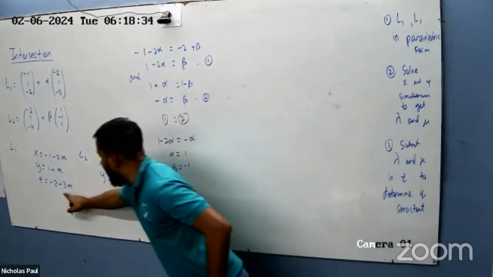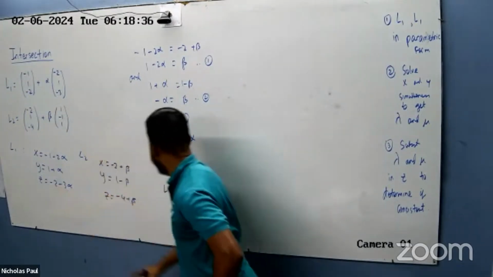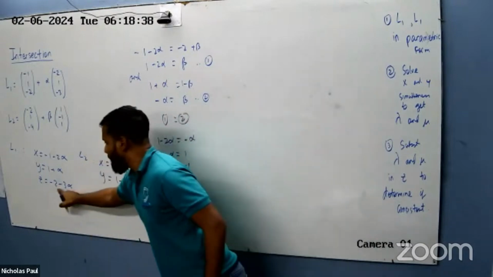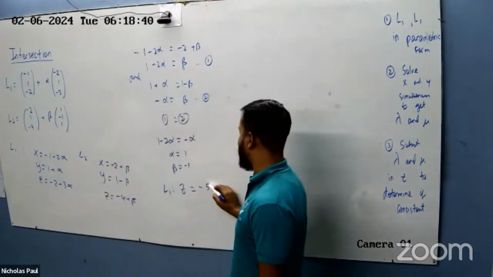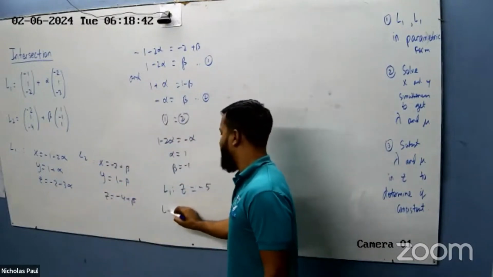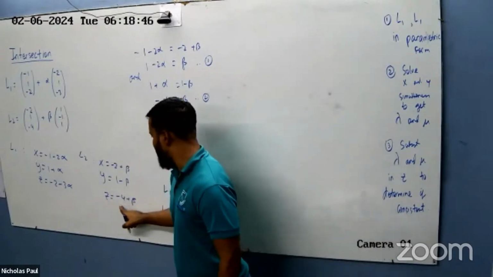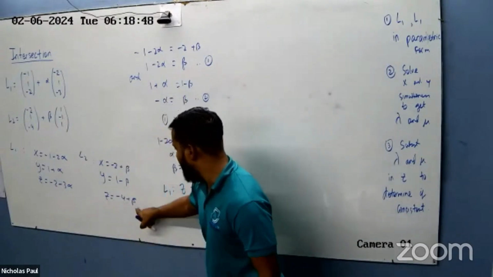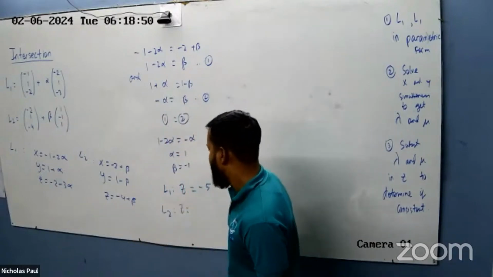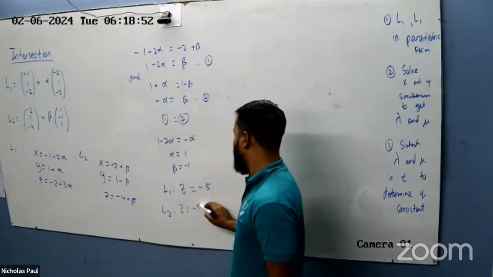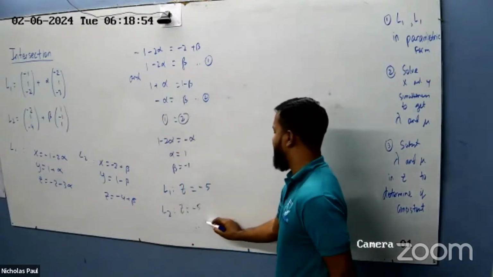Right? That will be minus 2 minus 3. Alpha is 1, right? Minus 2 minus 3 is minus 5. And for L2, plug in minus 1 here. Minus 1 minus 5. Right? Therefore, consistent, so they intersect.